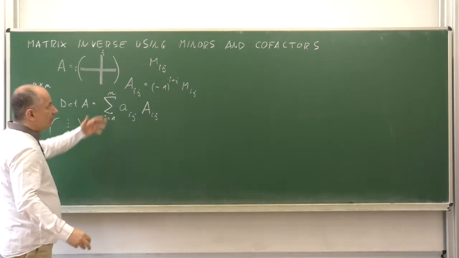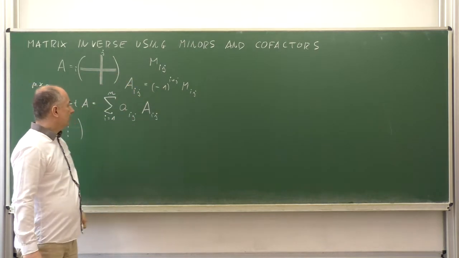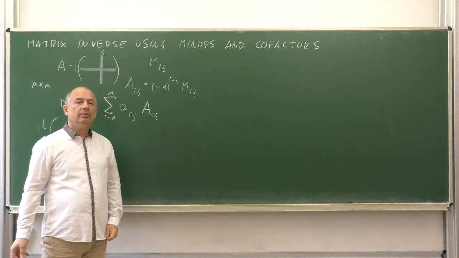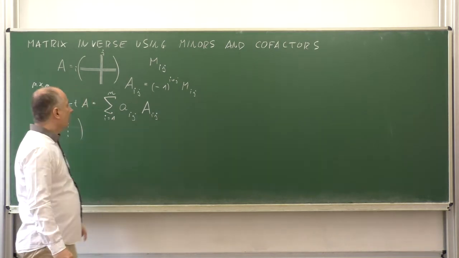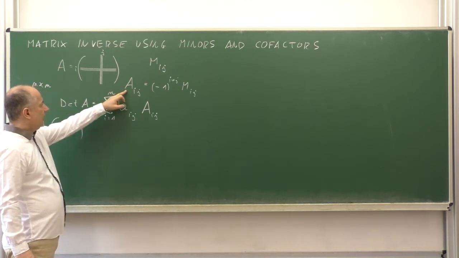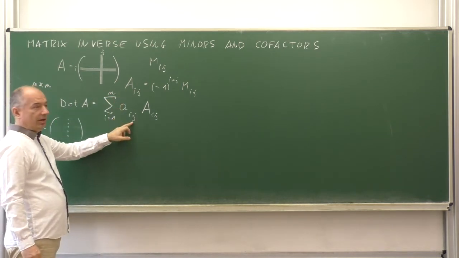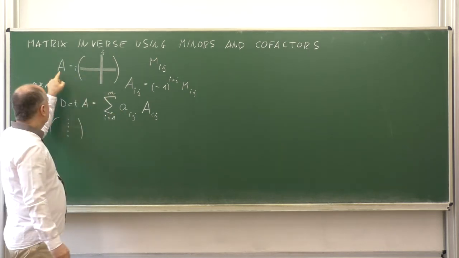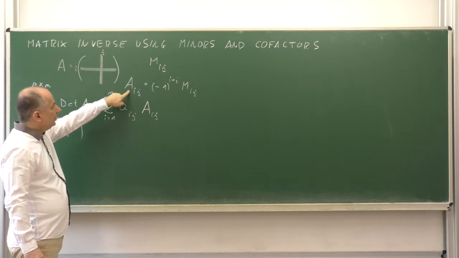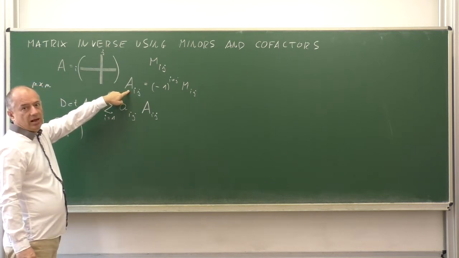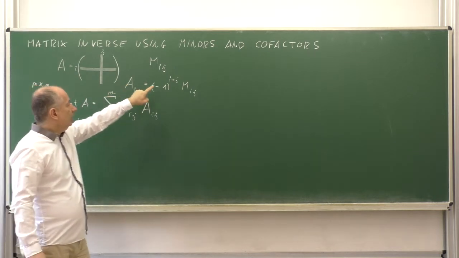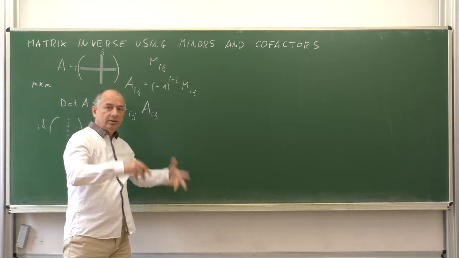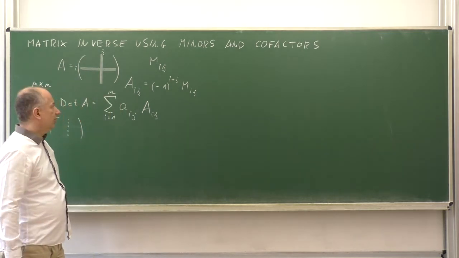And now, using these objects, minors and cofactors, we can write an algorithm for computing the inverse matrix. Please don't confuse capital A sub ij and small a sub ij. Small a sub ij are entries in the original matrix A. But capital A sub ij are not entries of the matrix A. These are the cofactors, evaluated using the minors, which are in turn evaluated from the entries of the matrix A.